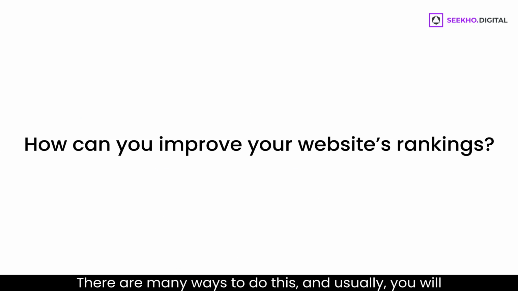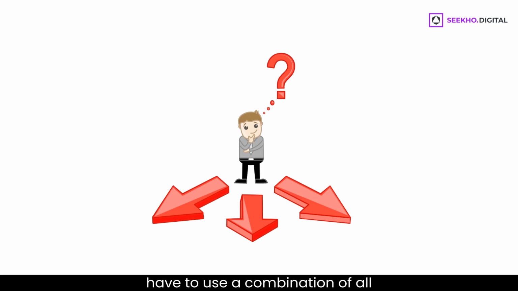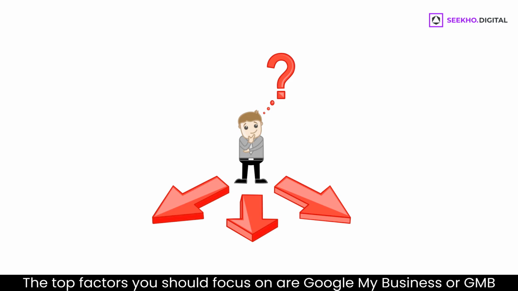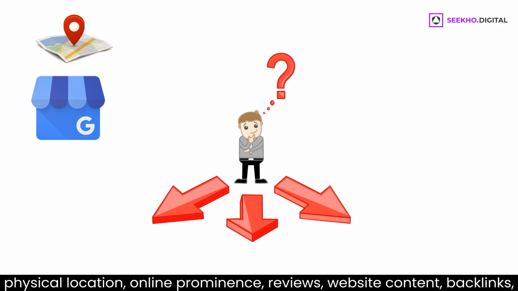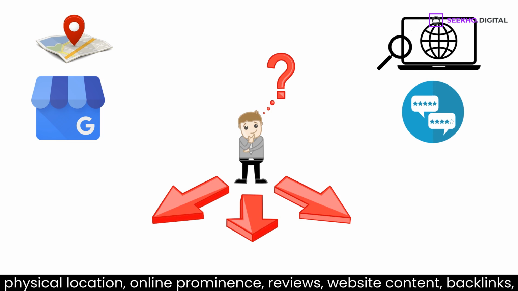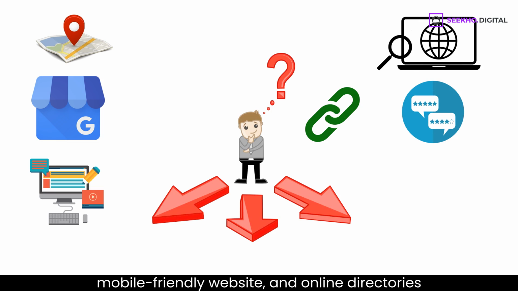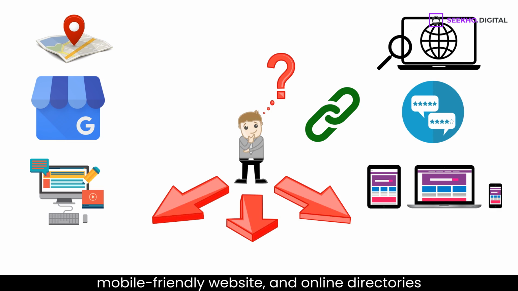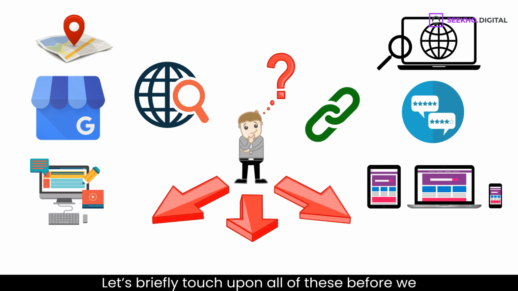There are many ways to do this, and usually, you will have to use a combination of all. The top factors you should focus on are Google My Business, or GMB, physical location, online prominence, reviews, website content, backlinks, mobile-friendly website, and online directories. Let's briefly touch upon all of these before we take them up in detail in later videos.